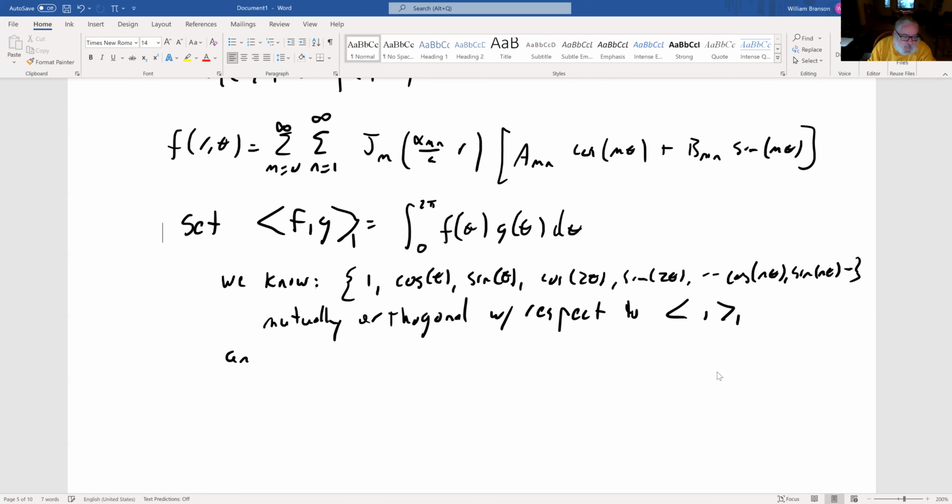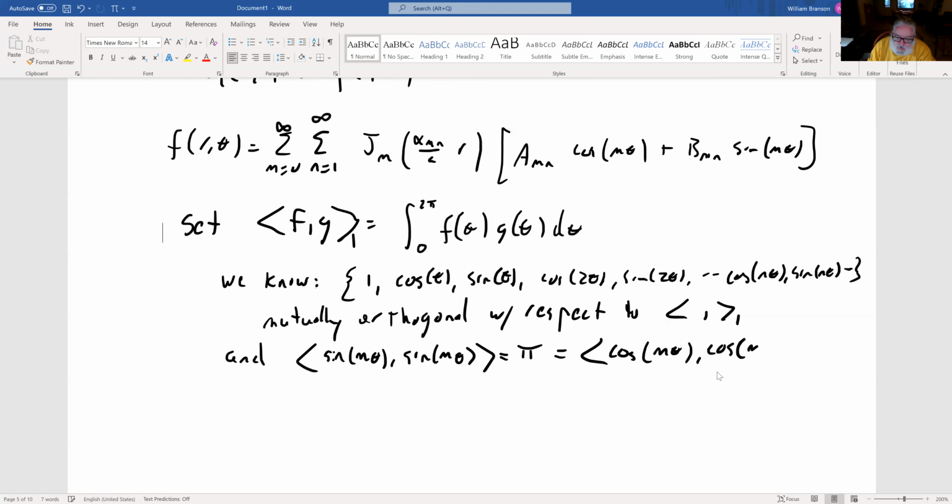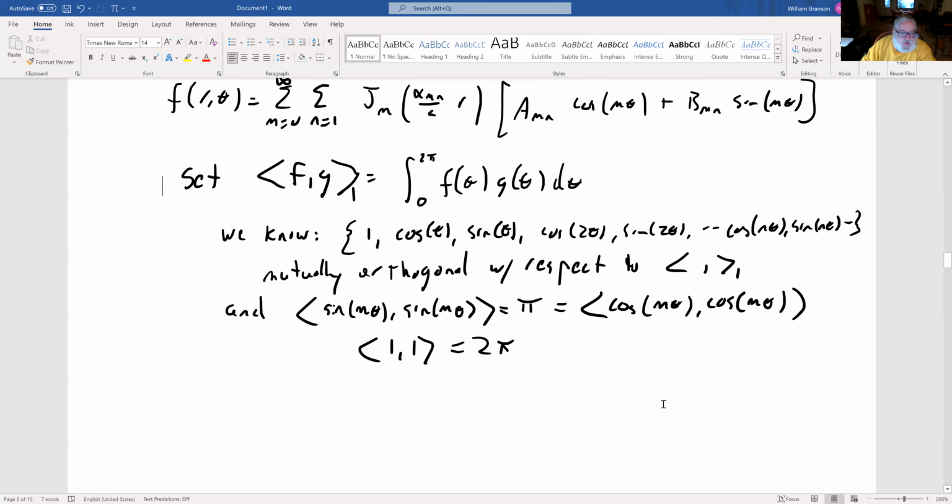And we know that the inner product of, say, sine m theta with itself equals pi. Right? Just do the integral. So if you have the same m, we get that. And the inner product of 1 with itself is actually 2 pi. Great.